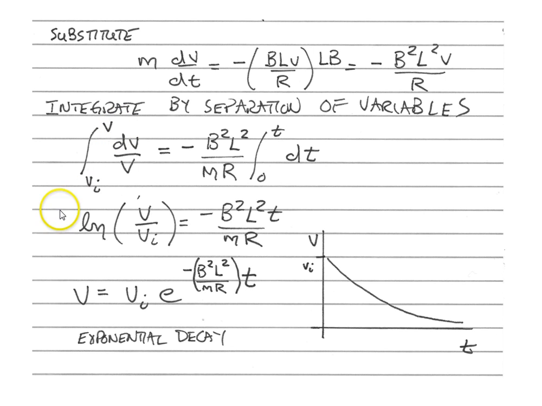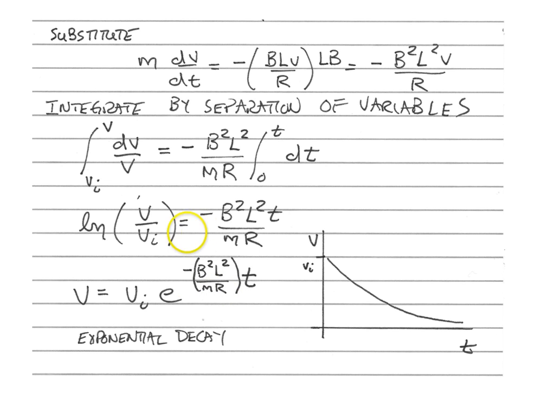So when we take the integral of 1 over v, of course that's the natural log, and I'll let you guys verify this particular result here. We've seen this many times. Of course the integral of dt is very simple, it's just t. And when you exponentiate both sides, you end up with an expression for the instantaneous velocity, and it's equal to whatever the initial velocity is times an exponential decay function. And the argument to that exponential decay is B squared L squared over the mass of the rod times the resistance of the resistor in the circuit.